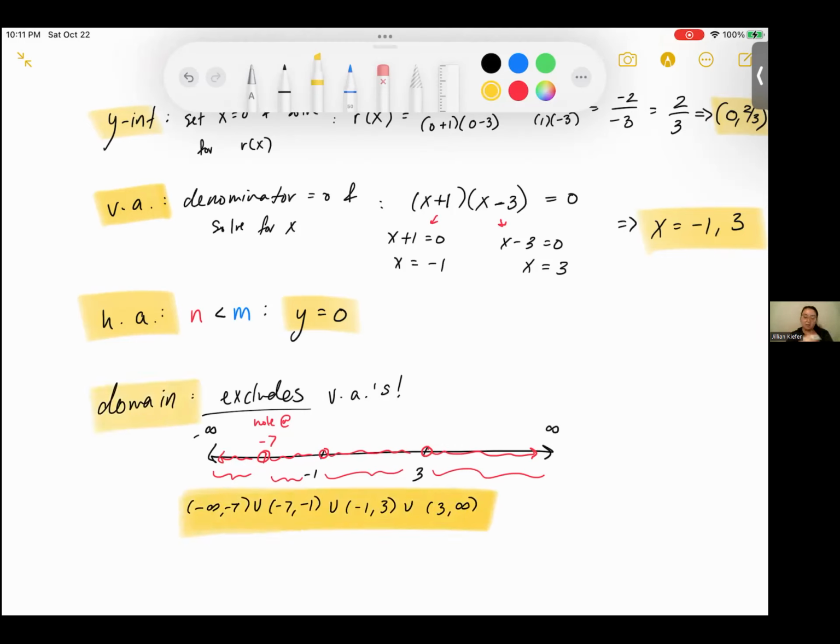-infinity to -7, union -7 to -1, union -1 to 3, union 3 to infinity. So, all right, now the last thing we want to do is look at the range. So we're going to go back to our slide so we can look at that graph, discuss the range, then we'll write it down as the last part of our notes here.